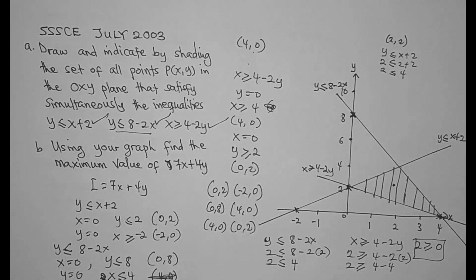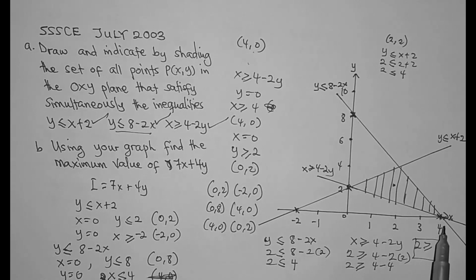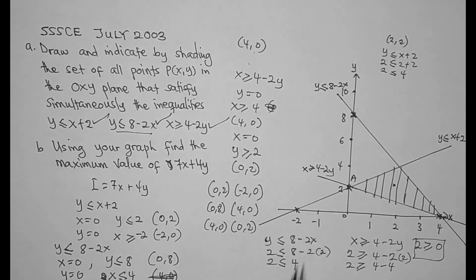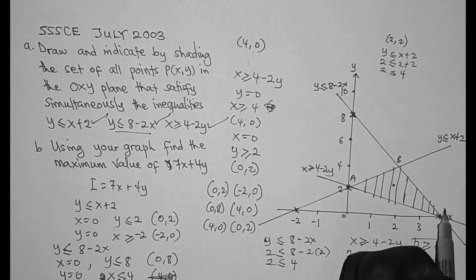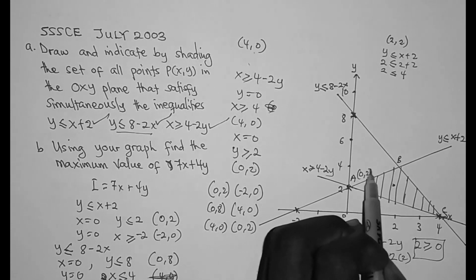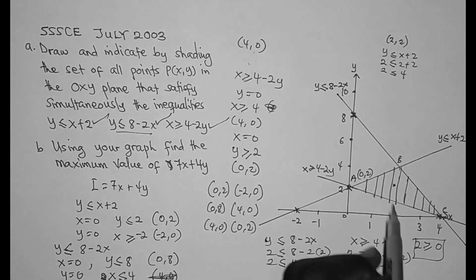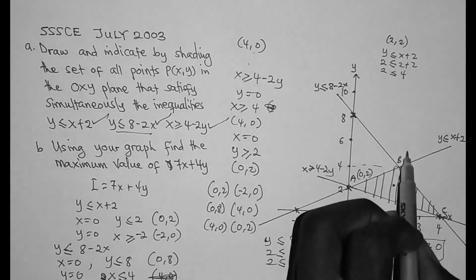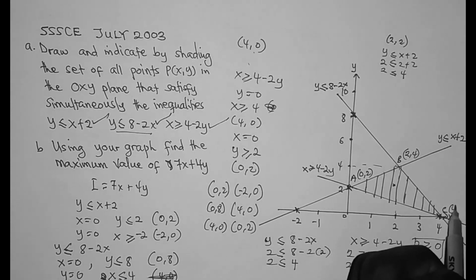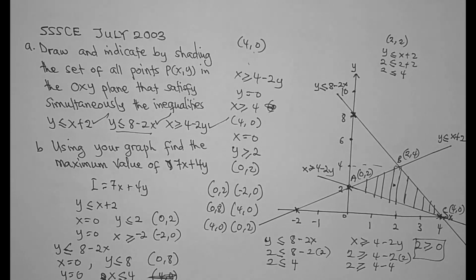So the next thing is to find the maximum value of 7x plus 4y. So let's find the boundaries. So this is A. Let's represent this as A, B, and C. What's the coordinate of A? A is 0, 2. And then the coordinates of B. See that B comes to 2, and then goes to 4. So B is 2, 4. And then C. The coordinates of C are 4 and 0. So having found these coordinates, we can then use them to find the maximum value.